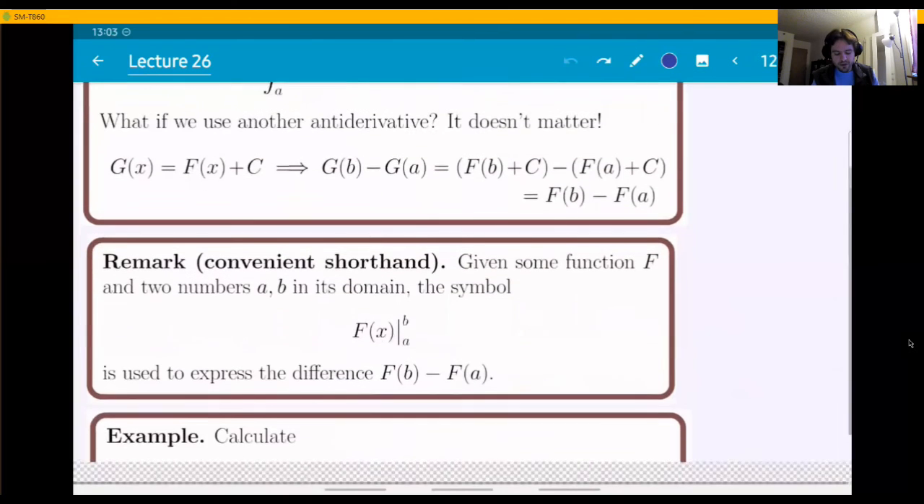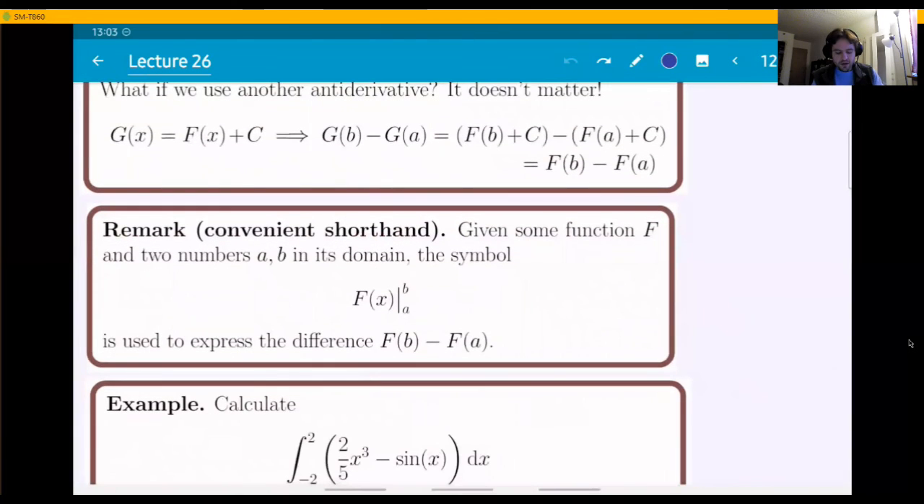And the other one is, we already discussed, convenient shorthand. Given some function, this symbol represents function at the upper number minus at the lower number. We already used that.